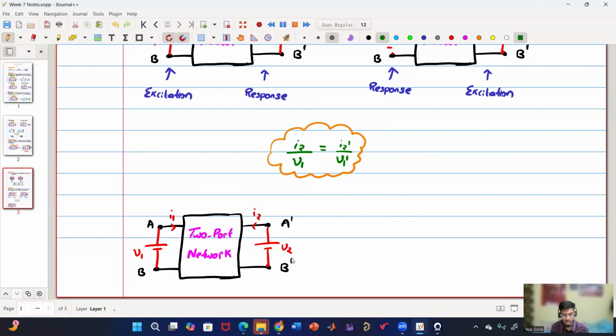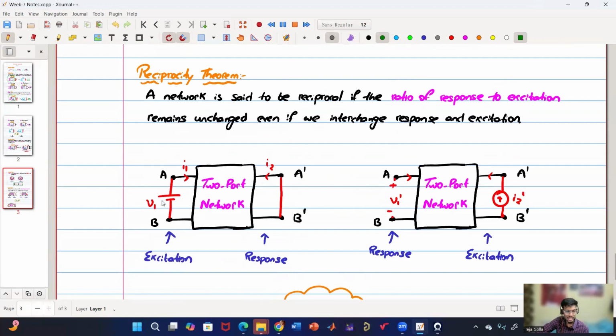Then which is excitation and response? Now, this is in general. Here we are giving excitation and we are checking the response here. Similarly, on the other side, here we are giving excitation and here we are checking the response.